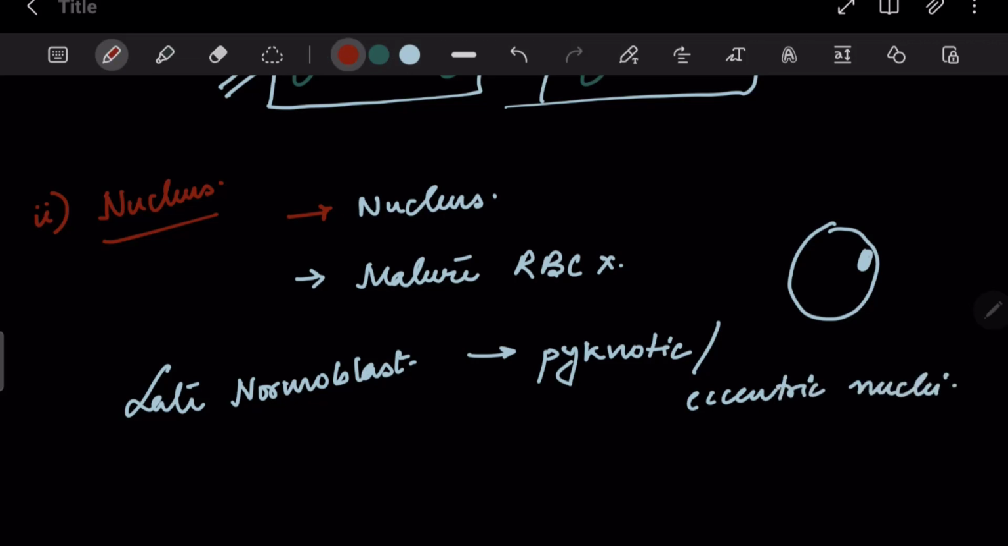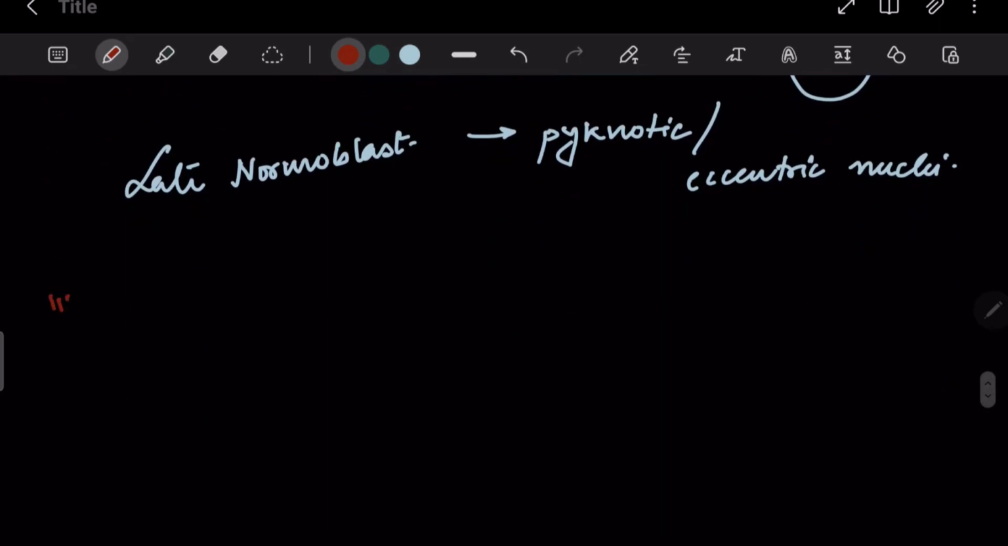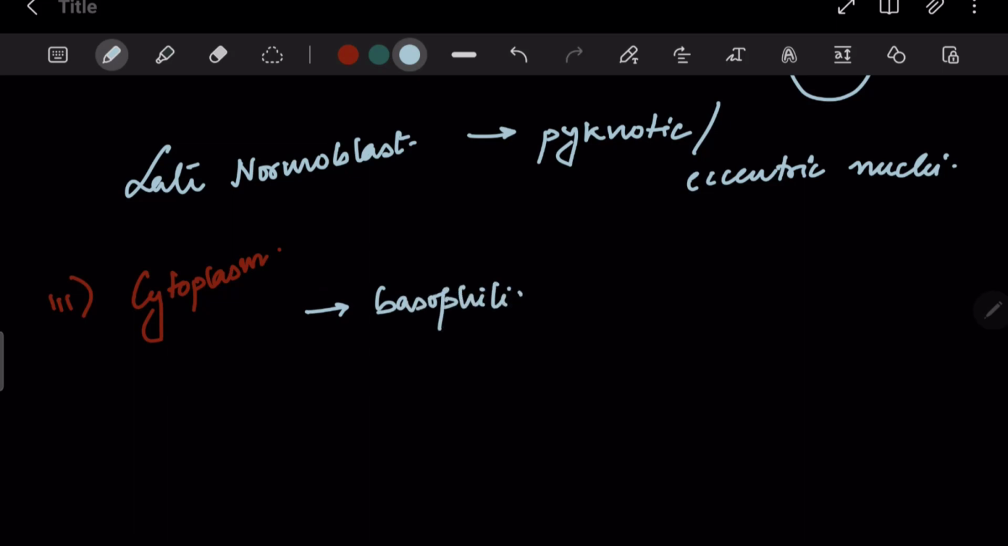Right. Now the third characteristic is the cytoplasm. In the earlier stages, the cytoplasm is basophilic. That is, the contents are acidic and they attract the basophilic stain. But finally, it becomes acidophilic. That is, the contents become basic.